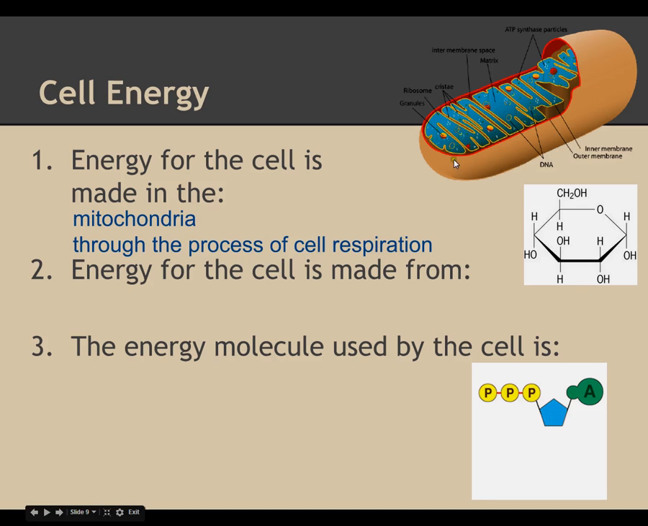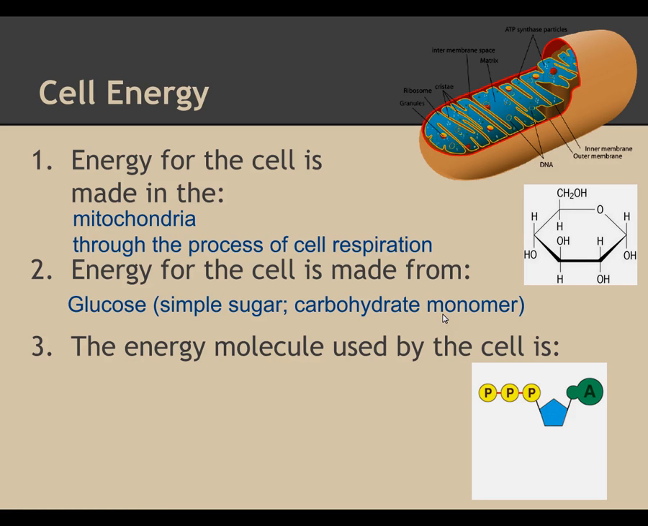So cell respiration happens in the mitochondria, and here's a picture of the mitochondria. And cell respiration takes glucose right here, which is a simple sugar, and the carbohydrate monomer. So glucose goes into the mitochondria, cell respiration happens, and out comes ATP, also known as adenosine triphosphate.